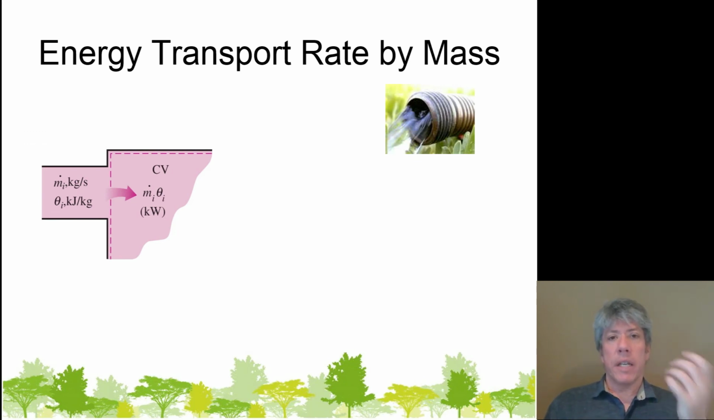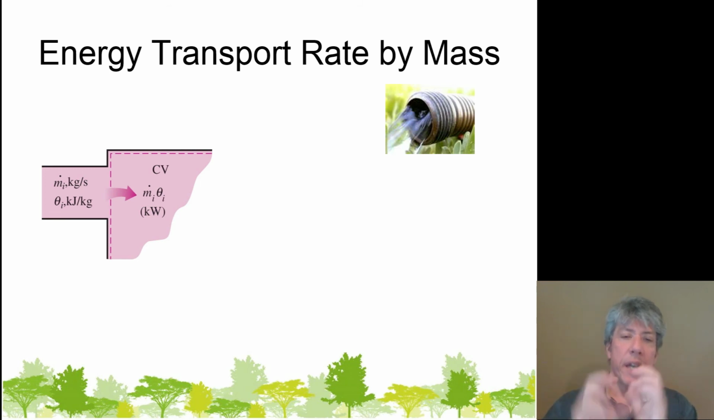So how about energy that is transported by mass? What's the rate at which energy is transported by mass? Well, now if we have a mass flow rate of fluid coming into the control volume, and we know that each unit mass carries a certain amount of energy with it, then the product of those two represents power input to the system by mass.